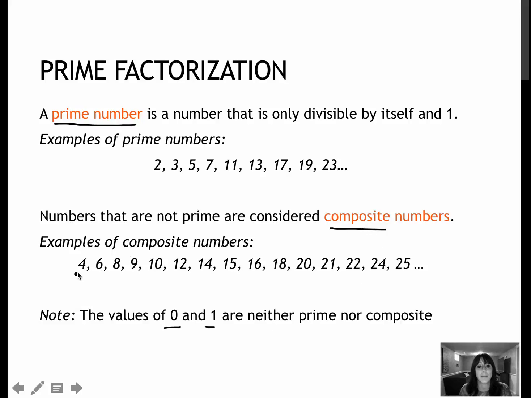Composite numbers can be broken down into 2 parts. So maybe 2, maybe more actually. So 4 is 2 times 2, and also 1 times 4. 6 is 1 times 6, and also 2 times 3. 8 is 1 times 8, and also 2 times 4, and also 2 times 2 times 2. So you see all of these will have more than one way to factor the number.